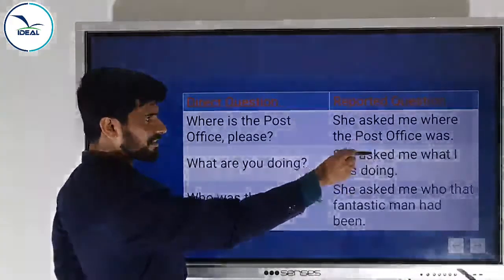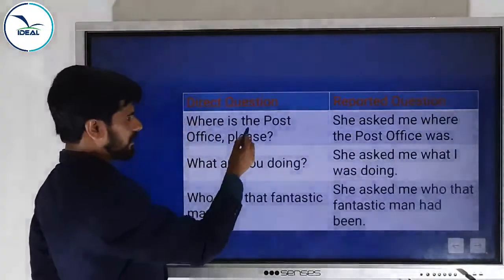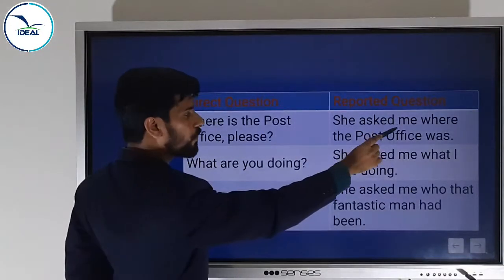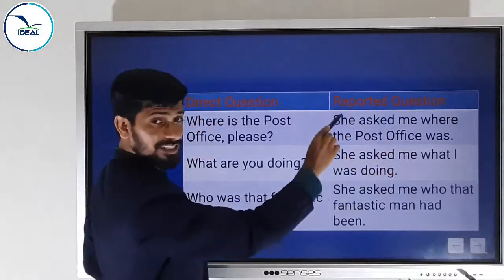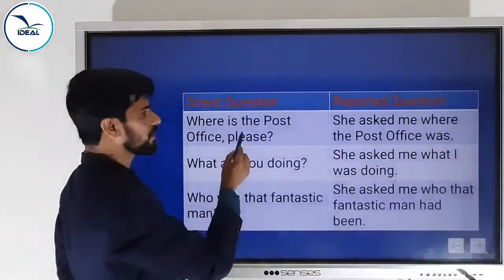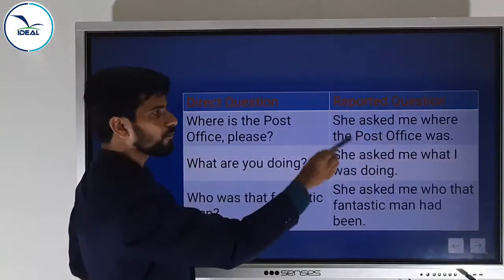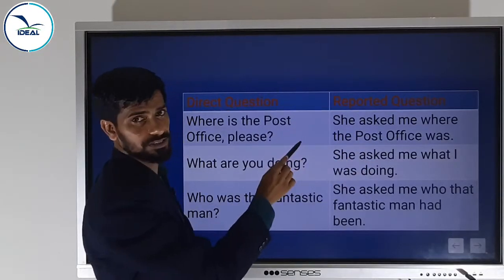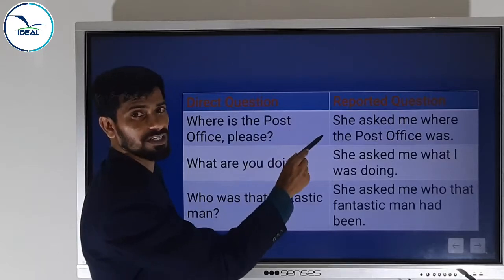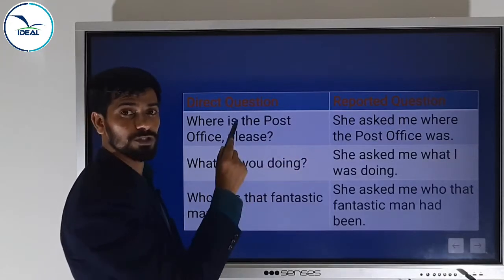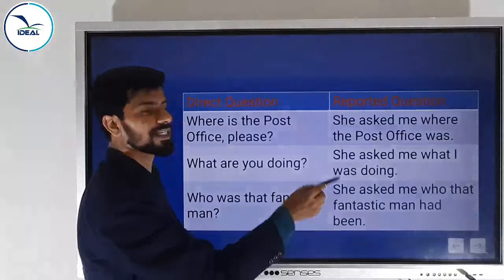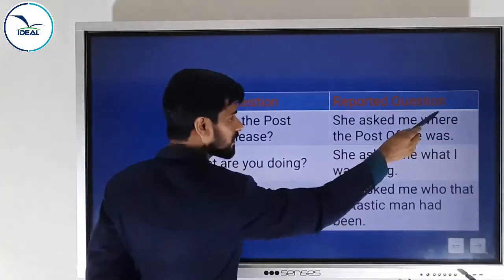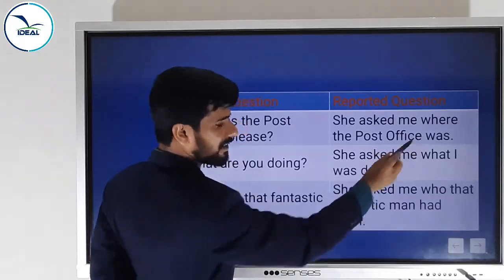Where, after the question word, the post office, the subject, you have to write the subject after the question word. So where the post office. After the subject you have to write the verb. Is becomes was there. So where the post office was. You can't write where was the post office. That's not the correct form of converting a question word into reported speech. Instead you have to write where the post office was. So after the question word, you write the subject, then the verb.